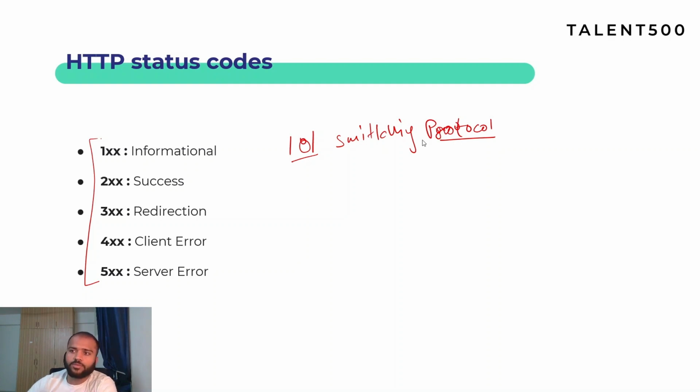Okay, so the next category is 2xx, which means success. So you will say, okay, it means success, then why do you need 2xx?